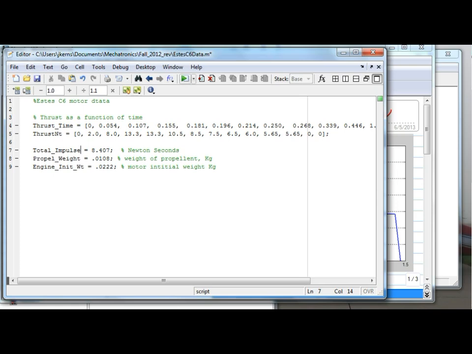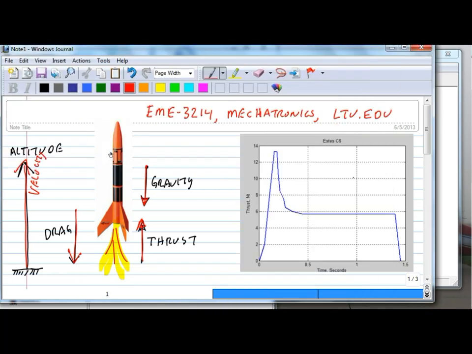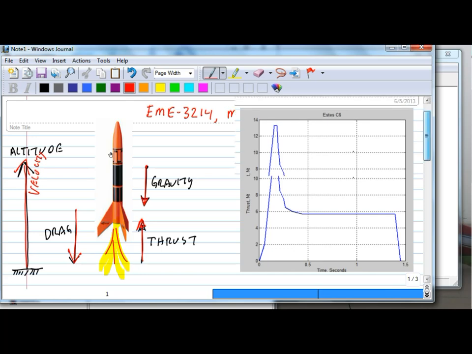So I can run this script file. And if I wanted to do multiple engines, obviously I could have a separate file for each engine, and we could just change engines by rerunning that file. So there's our problem. We want to predict the altitude and velocity as a function of time, so we can evaluate the performance of this rocket.